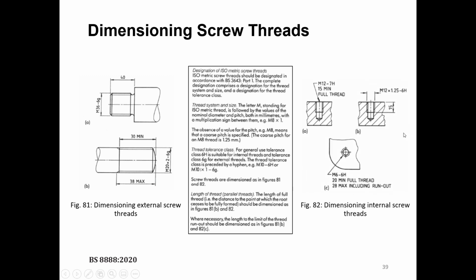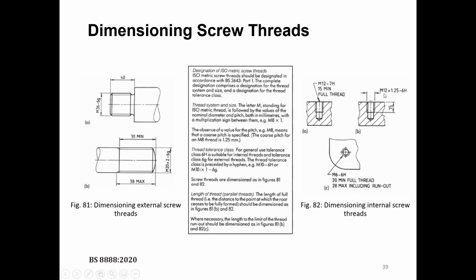If you have internal thread, on the other hand, again, you have M12, for example. So M12 here is isometric thread with a nominal diameter of 12 mil. The 7H here, so for internal threads, for holes, we use capital letters for tolerances. For shafts, we use small letters for tolerances. You will get to know more about this by the end of this lecture. Then here we have 15 minimum full thread. So they are talking here about the height, the length of the thread itself.